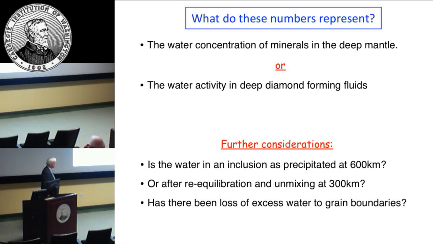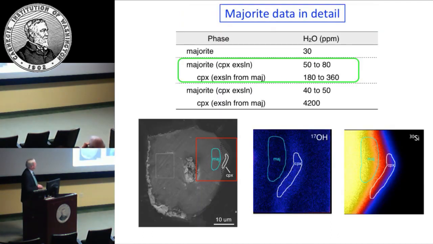And then another worry is, has there been water loss at grain boundaries? That's a potential problem. But what I'm going to show you in the next few slides is that the data we have makes some sense with regard to experimental measurements. And so I think we're actually seeing significant information on water content. So let's look at the Majorite in detail.